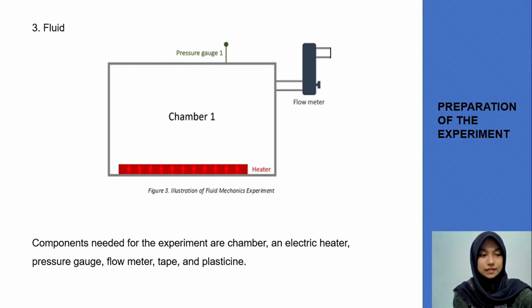The steps of this experiment are: first, prepare all the components needed. Second is to make the holes for the cable of the heater, thermocouple, and flow meter. Third is to turn on the heater. Fourth is to check the thermocouple and flow meter periodically. And last is to observe the movement inside the flow meter and analyze it by changing the inlet of the flow meter.